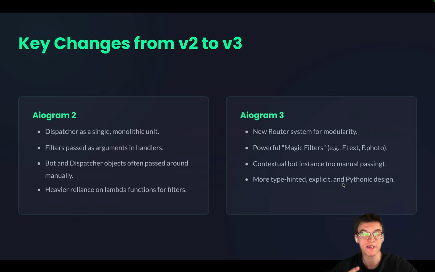And the context is going to be extremely important because it lets us inject all sorts of powerful services, tools, repositories, and stuff like this. And we'll explore that throughout this series. We also get more type hints, more explicit structure, and overall Pythonic design. So that's all awesome. That's why many people appreciate Aiogram 3, and that's why most of the modern projects get started with Aiogram 3 from the beginning.